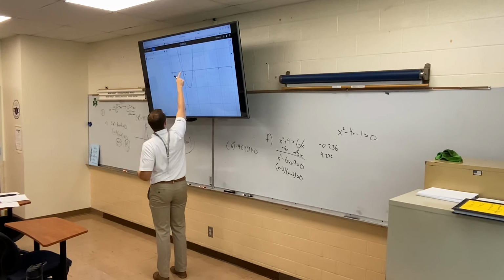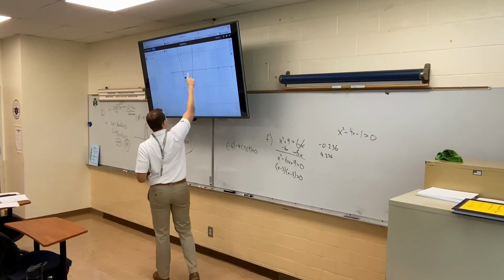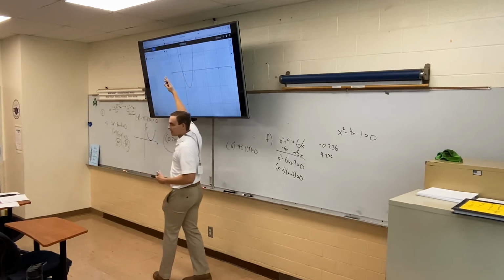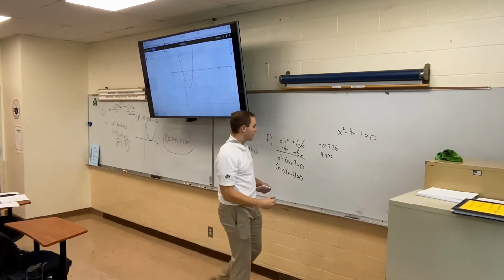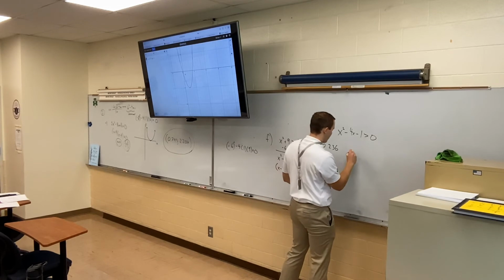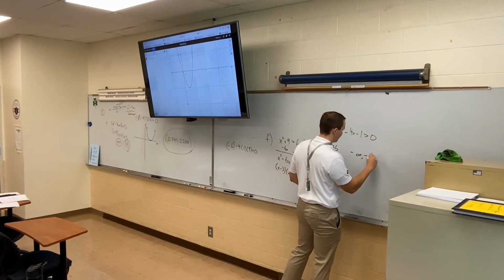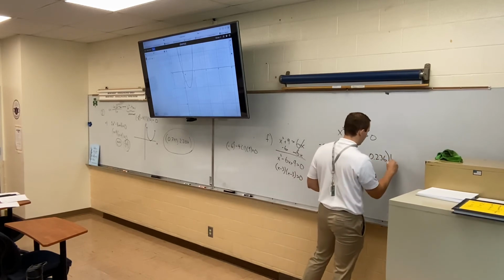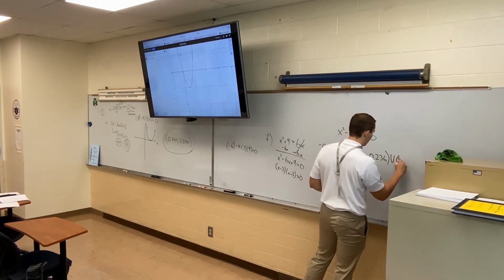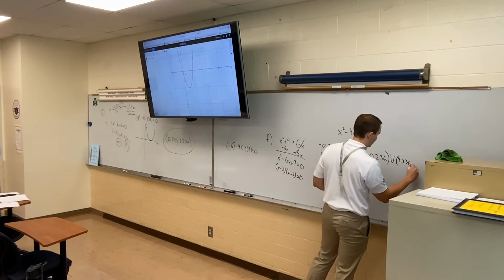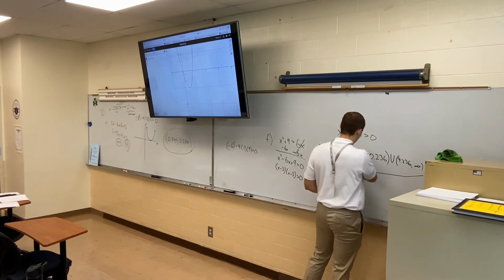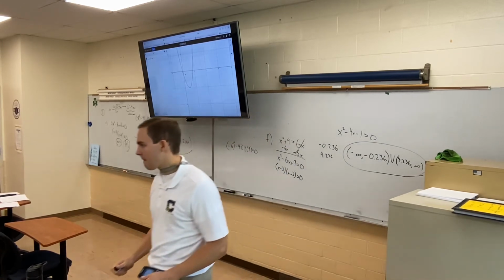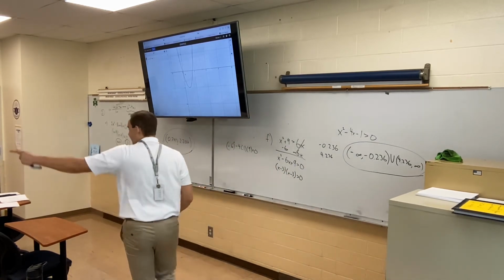Negative infinity to my first 0 here, and then from my second 0 to positive infinity are where my parabola is above the x-axis, okay? So my interval is negative infinity to negative 0.236 with parentheses, union 4.236 to infinity. Anyone confused by that? All right, Ian, yeah, okay.